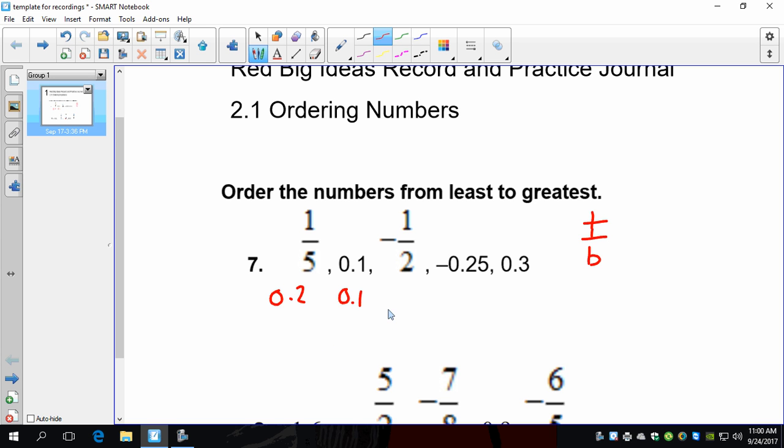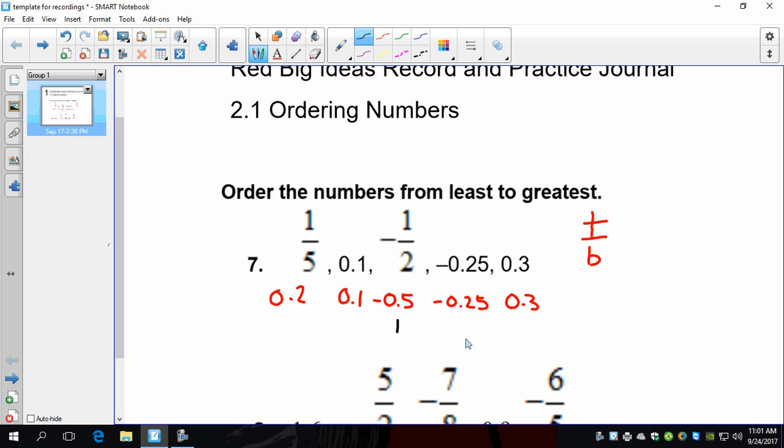Negative half would be 0.5 with a negative sign. Negative 0.25 is going to stay the same. And then we have 0.3. Then we just need to put the numbers in the correct order from least to greatest. Remember, the farther to the left, past 0 on a number line, the smaller the numbers get. So the first one we want to mark down as our smallest number would be negative 0.5.